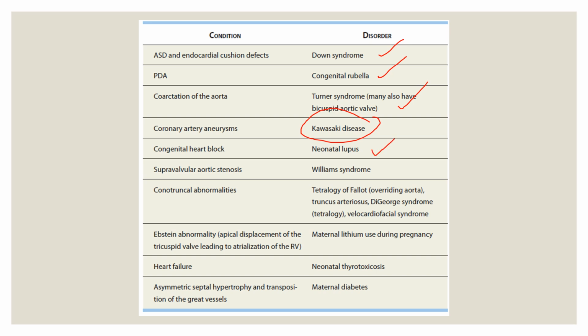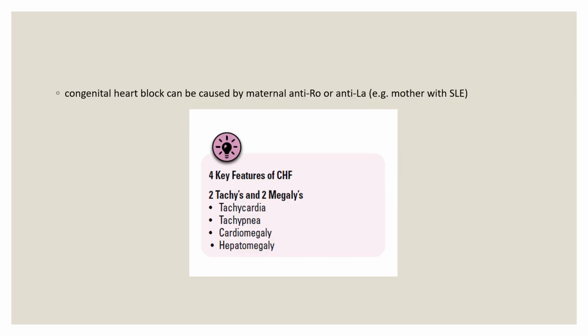Neonatal lupus with congenital heart block, and the antibody associated is anti-Ro antibody that is associated with neonatal lupus causing congenital heart defect. Williams syndrome with supravalvular aortic stenosis, conotruncal abnormalities like TOF, overriding aorta, truncus arteriosus, DiGeorge again can have TOF, velocardiofacial syndrome. Ebstein's anomaly with maternal lithium use, heart failure, neonatal thyrotoxicosis, asymmetrical septal hypertrophy with maternal diabetes, and transposition of great vessels also.